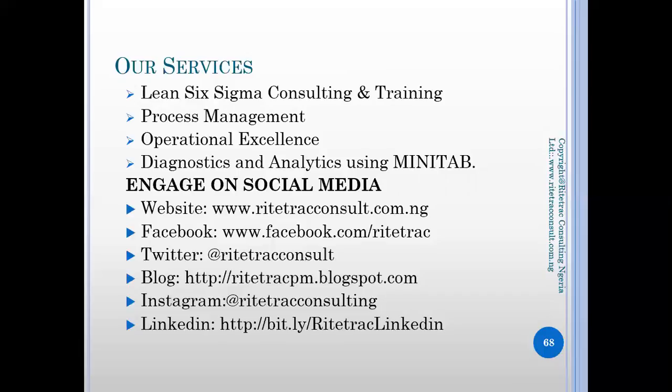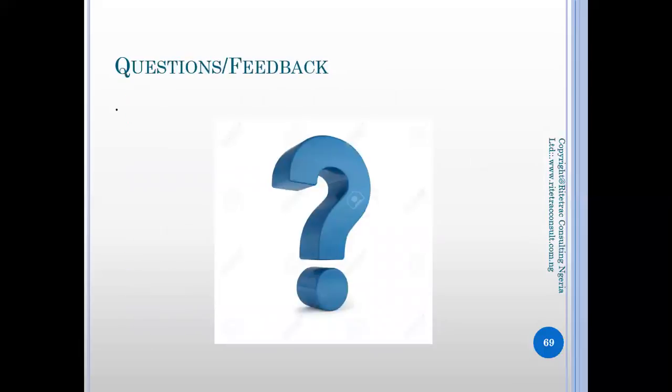We also have process management. We are also the partner to Minitab in Nigeria. That's a statistical software that you use in process improvement. So thank you. Let me have your questions.